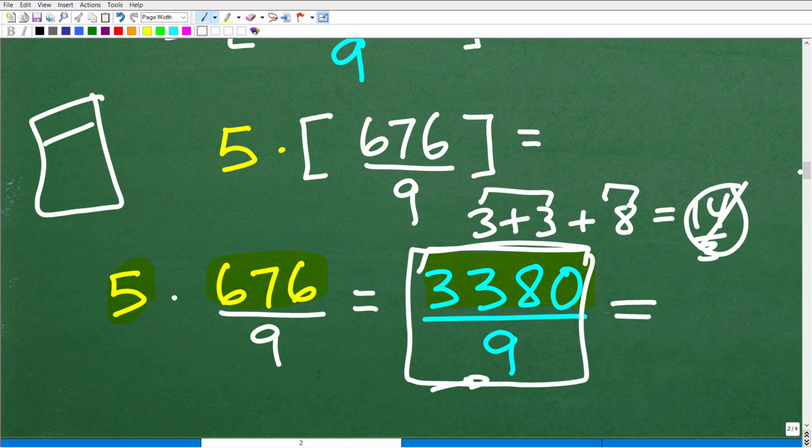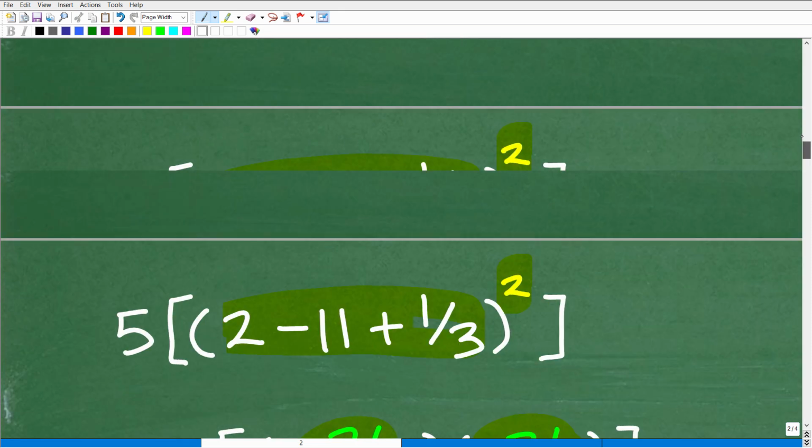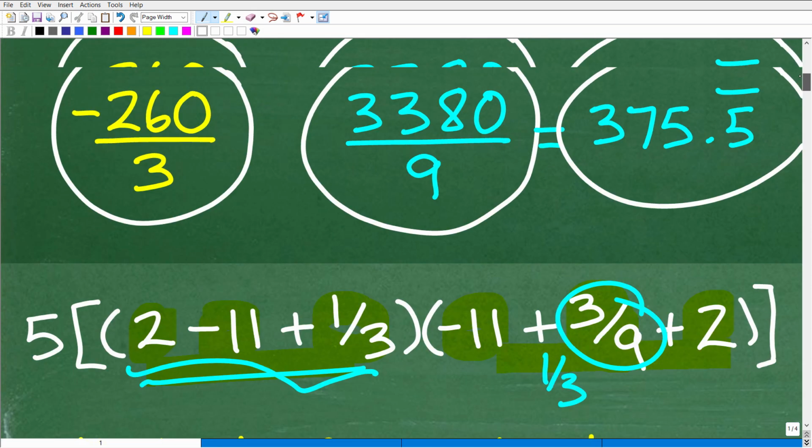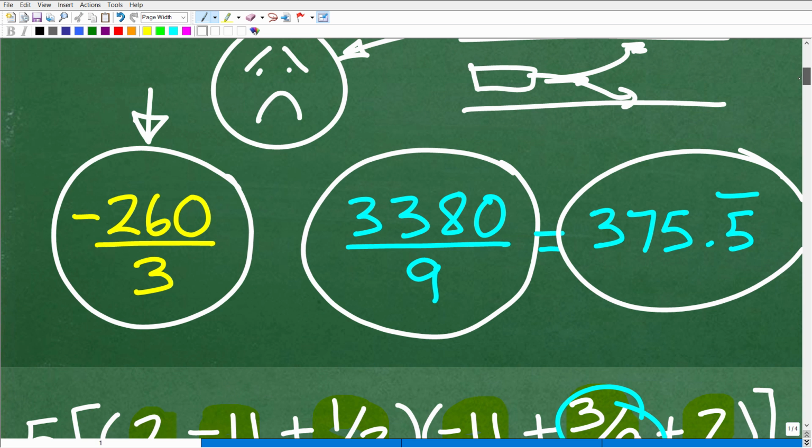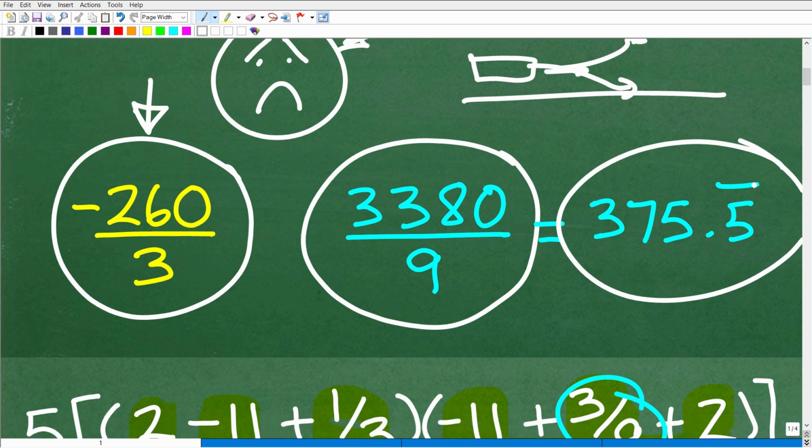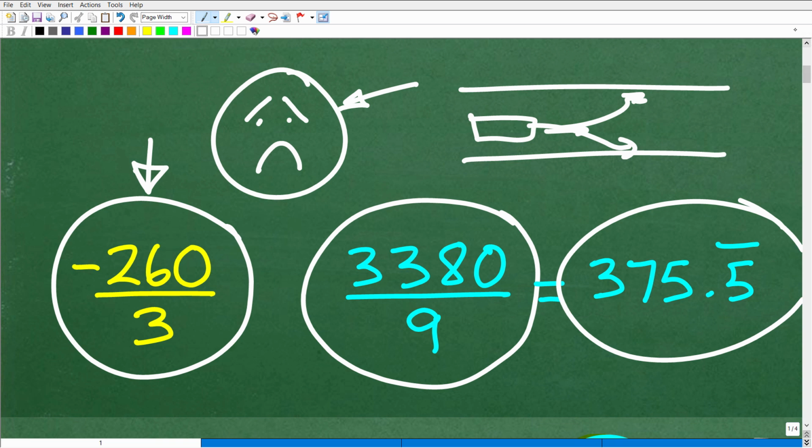And of course, we can turn this into a decimal as well. If you wanted to take that extra step, if you had your calculator, just take that 3380 and divide it by 9. And you'll end up with this right here, 375.5 repeating.